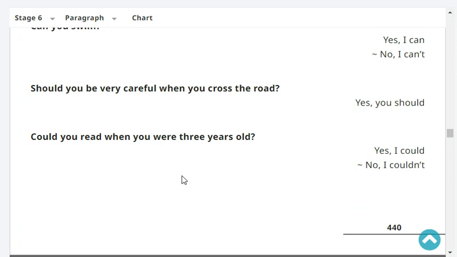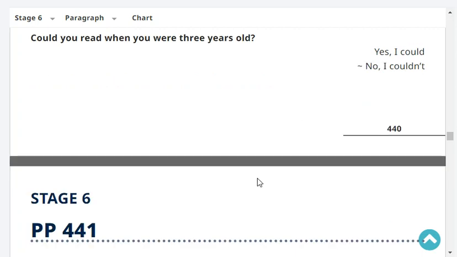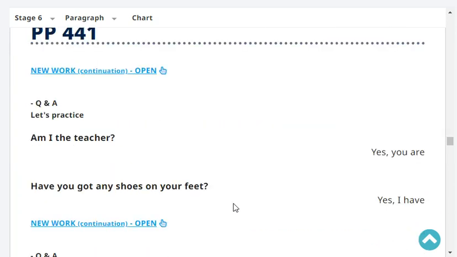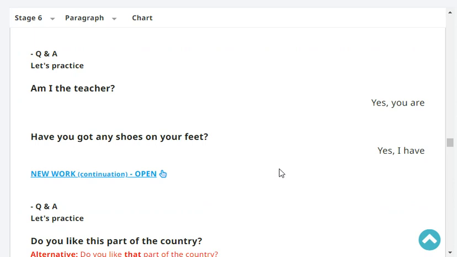Should you be very careful when you cross the road? Yes, you should. Could you read when you were 3 years old? Yes or no? Yes, I could. Very good. Am I the teacher? Yes, you are. Have you got any shoes on your feet? Yes or no? No, I haven't. Very good.